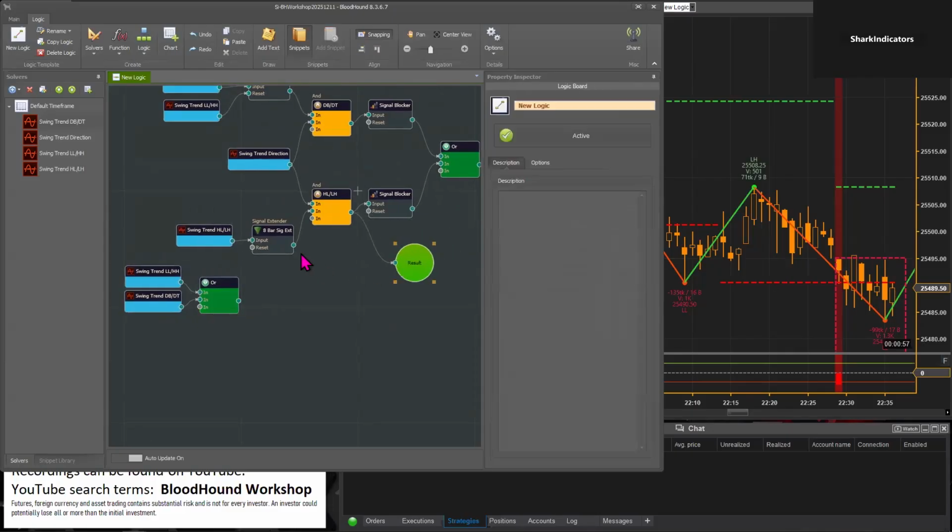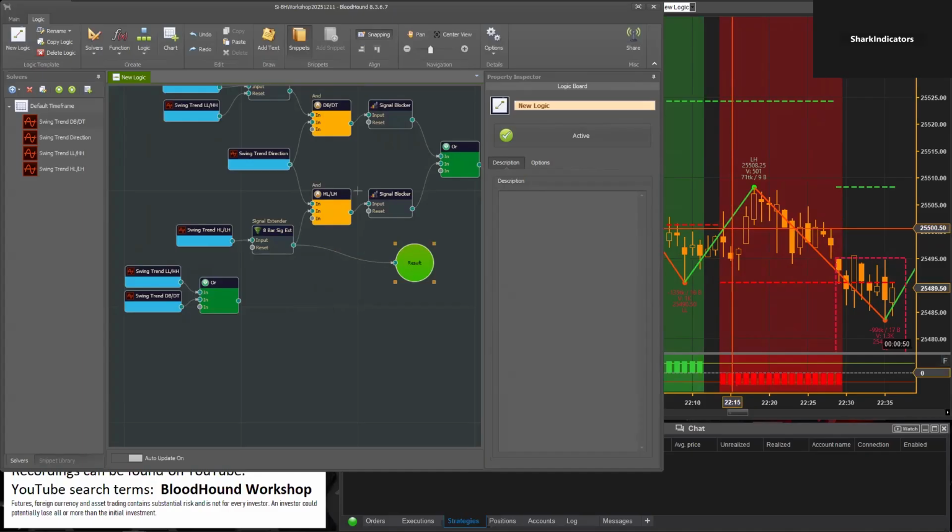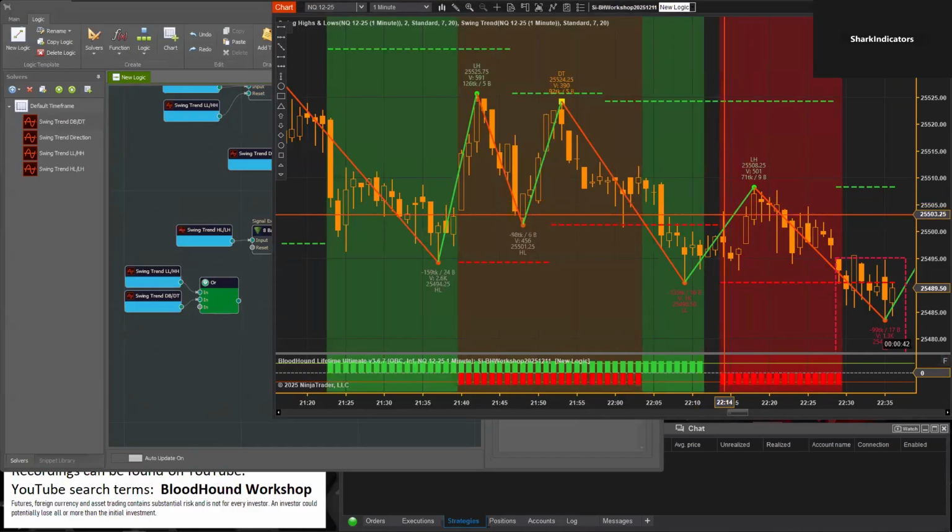And so now let's take a look at our signal extender. Right, so our signal extender again is showing us that, hey, we have a lower high developing. Yep, so this low point, once price got high enough here, it turned into an upswing. And so this is now a lower high in development. And there we go. And now it finally locks in when we get to this bar.